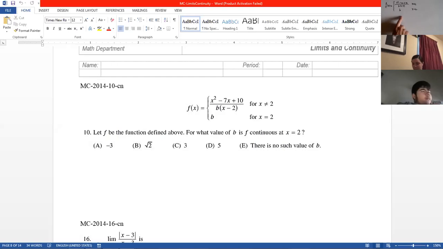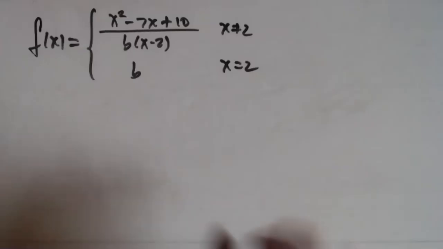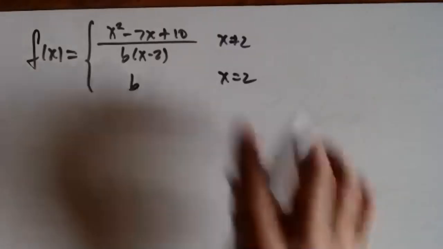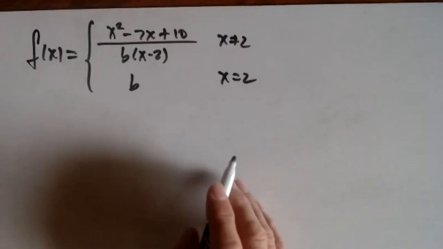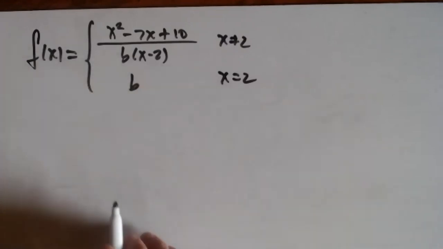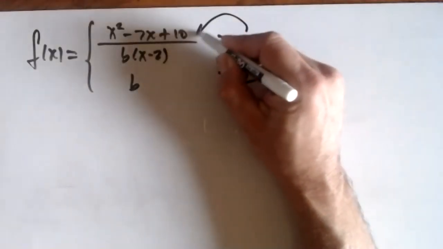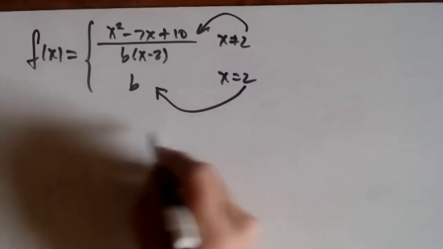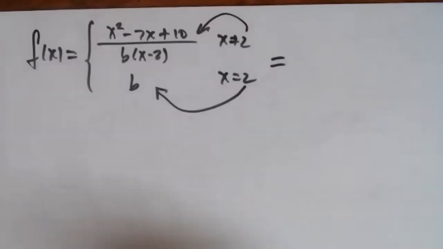Okay, this is the problem we have to solve. Let f be the function defined above, this one. For what value of b is f continuous at x equals 2? I'm going to see for what value of b this is continuous at 2. Because this is a multiple choice, I'm going to put a 2 right here, and a 2 right here, and then make them equal and solve.